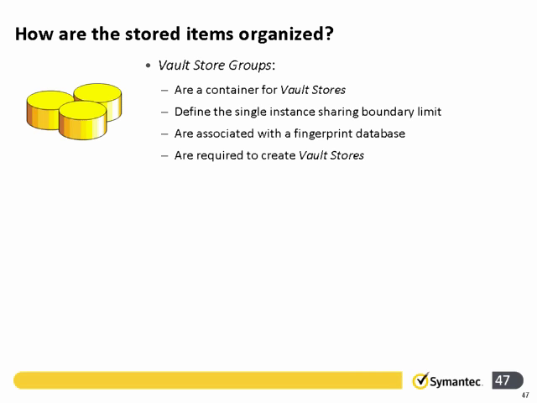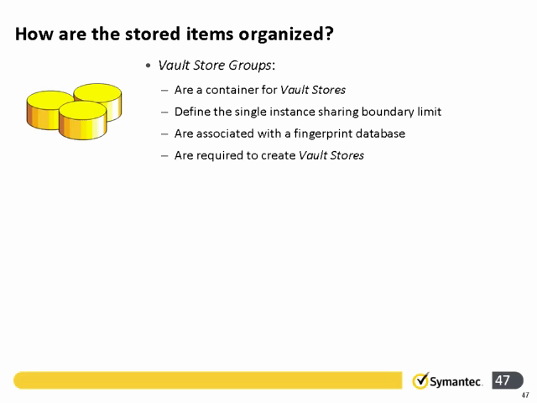So how do we organize the items? We have all these different items that are being stored. Well, our highest level container is called a Vault Store Group. The Vault Store Group is a container for the individual Vault stores. A Vault Store Group can contain one or more Vault stores. This is what we call the single instance storage boundary. And why we call it this is that when we're setting up the single instance storage, you have the capability of sharing all the items within a single Vault Store Group. If I have an environment that has multiple Vault Store Groups, you cannot share between two different Vault Store Groups. So that's why we call it the boundary.